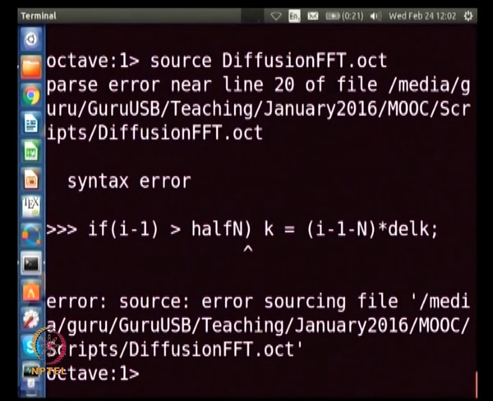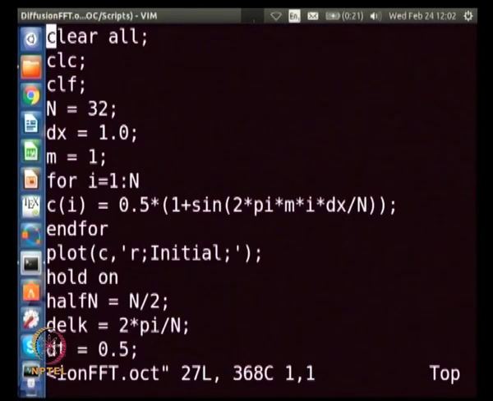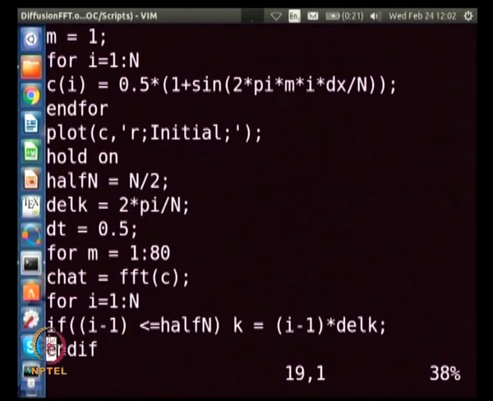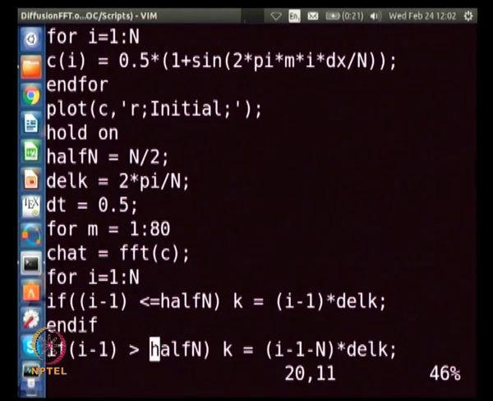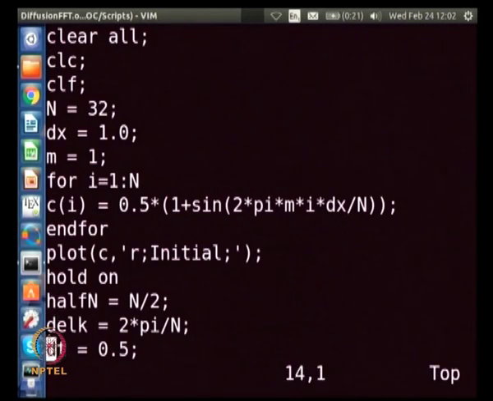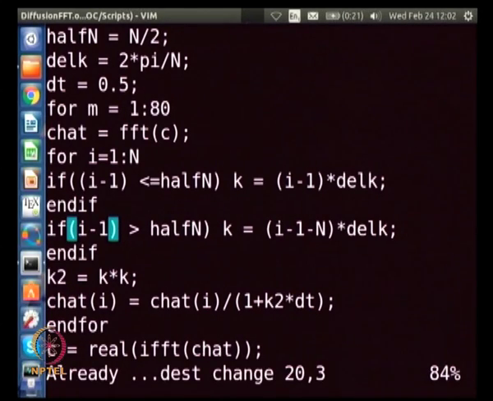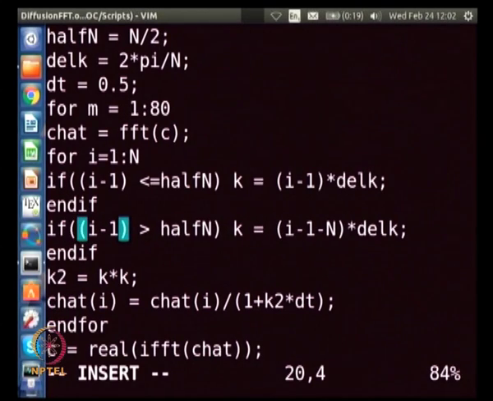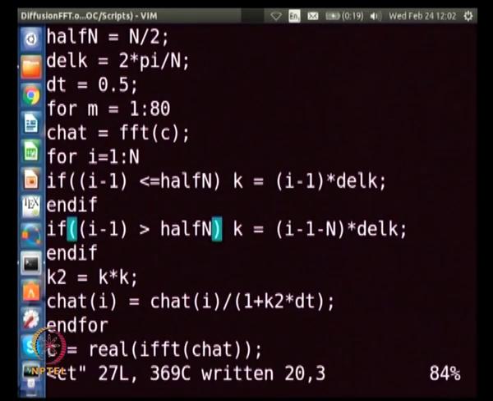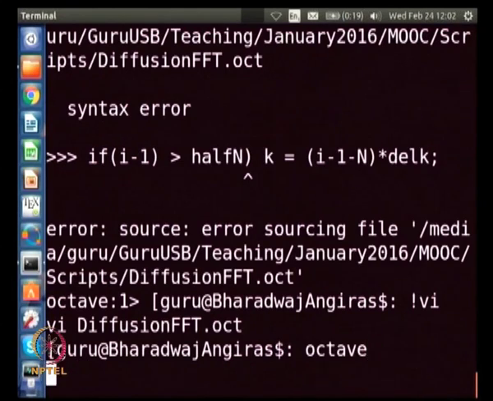Okay. So, there is an extra. In the if loop, if i minus 1 is less than half n, yeah, here there is something missing. So, let me put that. If i minus 1 is greater than half n, so that completes.